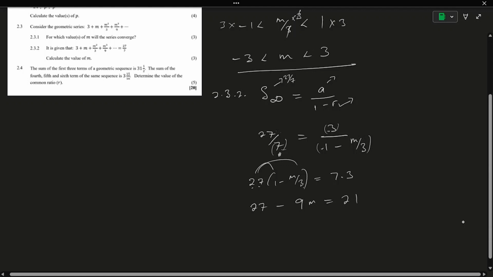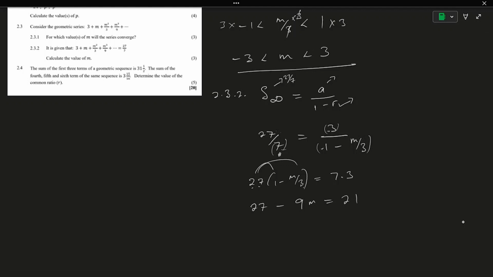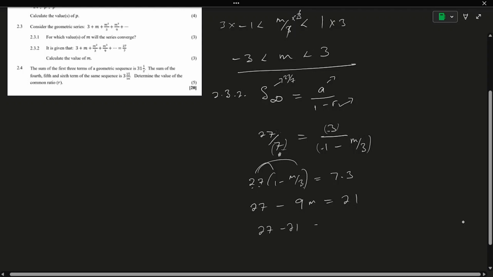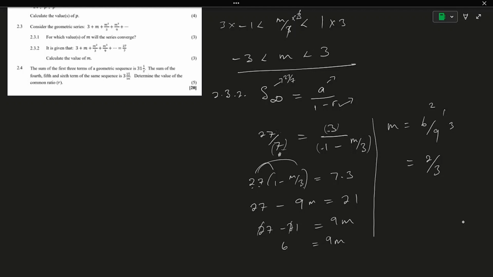So let's take 9m to the right hand side so that we cancel out the negative. So we're going to have 27 minus 21 this side, and then that side we're going to have 9m, like that. So that's 27 minus 21, which is 6, and then 9m. This will then be the same as m being equal to 6 divided by 9, which is the same as 2/3, because 6 divided by 3, that's 2, and 9 divided by 3, that's 3. So this is the same as 2/3. If it doesn't make sense, again, you can comment down below and I'll get to it as soon as I can.